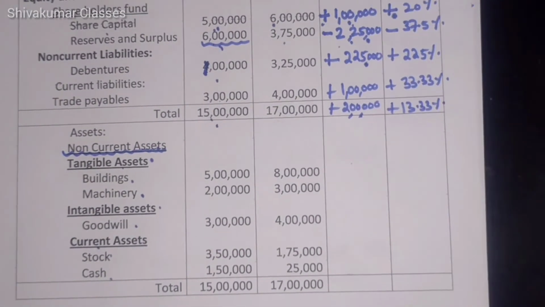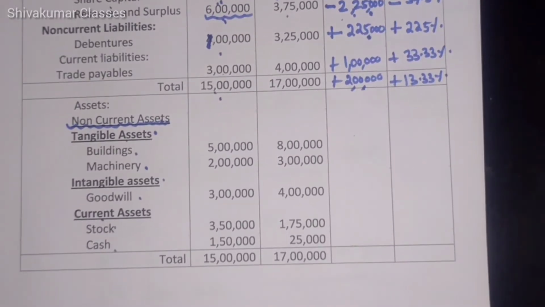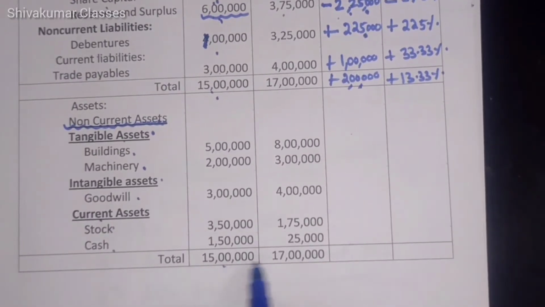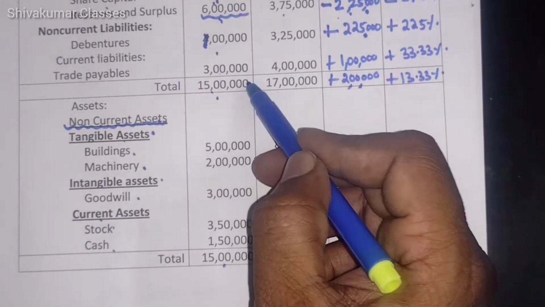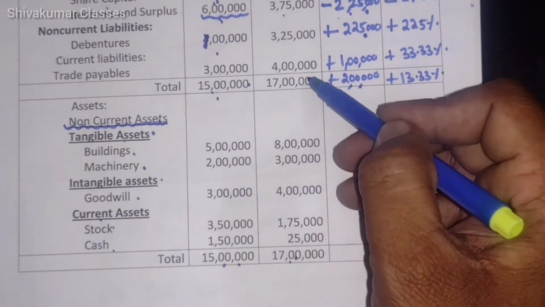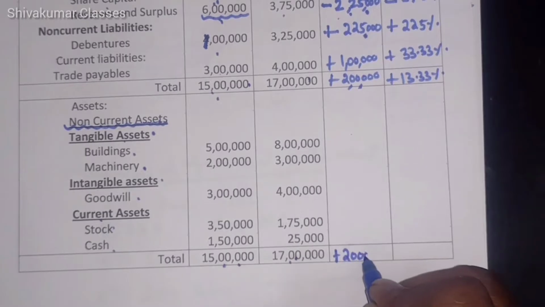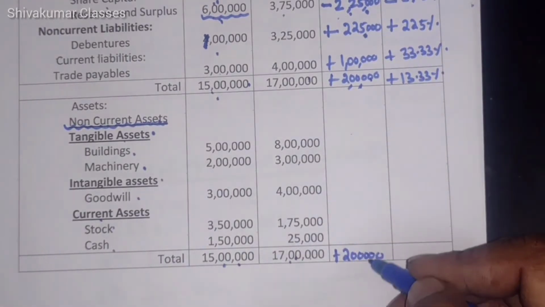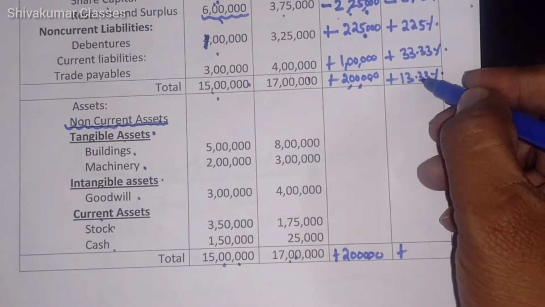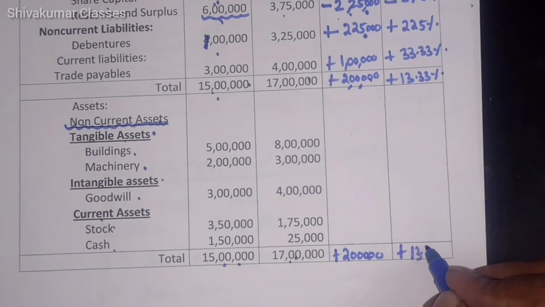13.33%. In comparative balance sheet, you have another clue: even this total also will get the same, because same 15 lakh, same 17 lakh, then you get same 2 lakhs increased, then the percentage also same 13.33%. This is one clue for you people.